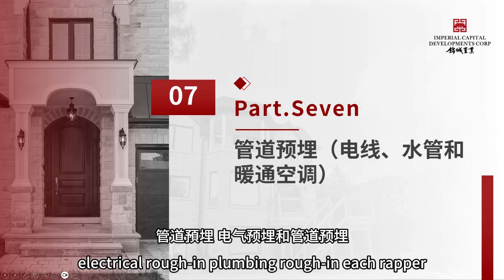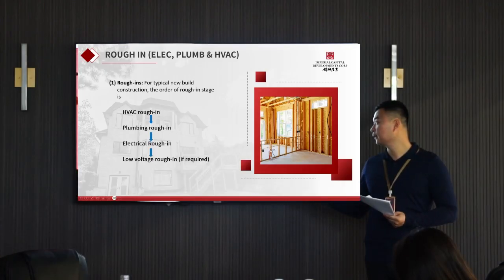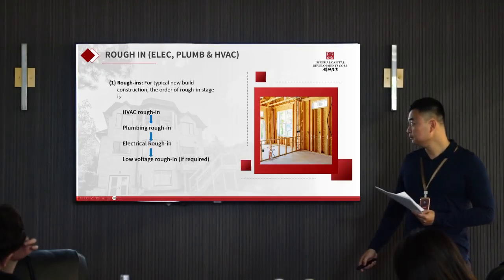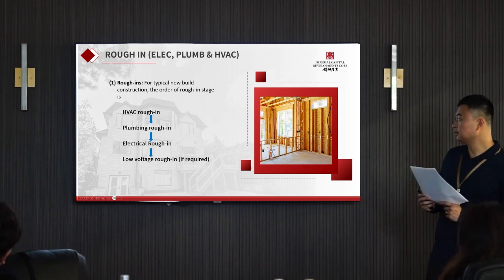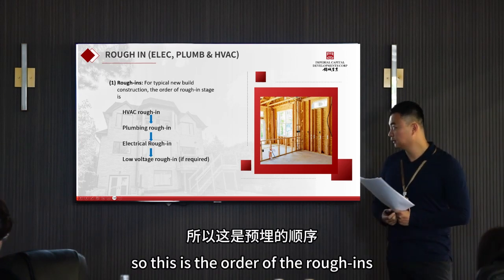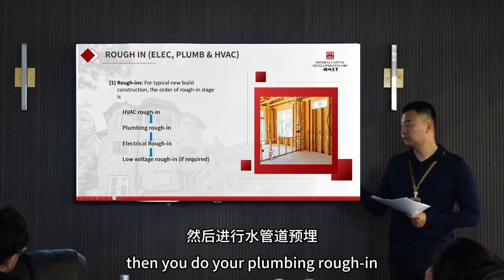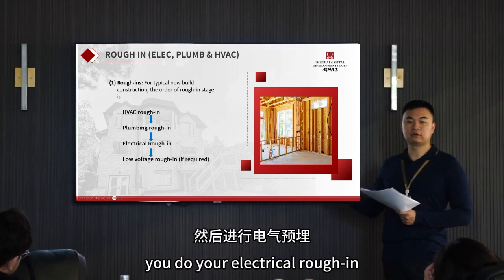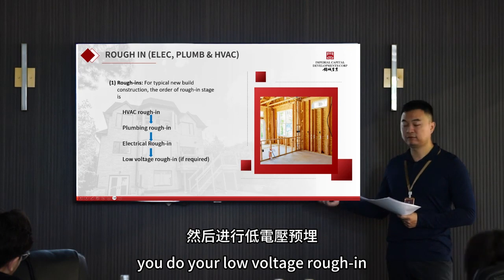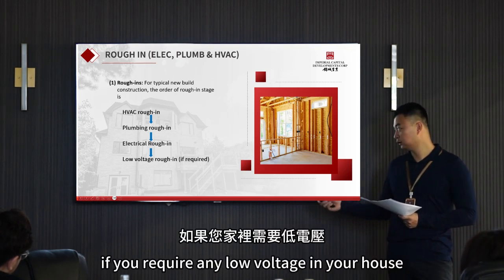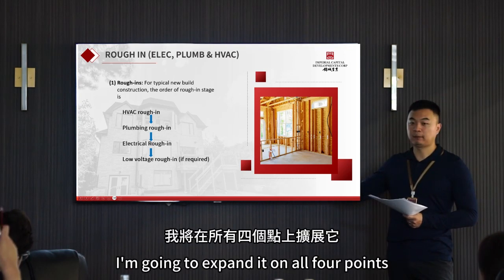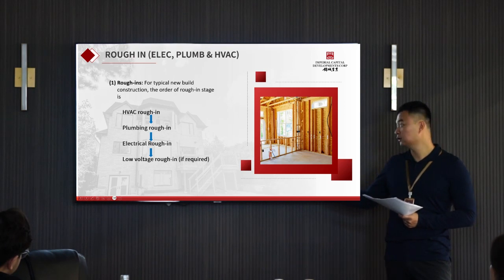Electrical roughing, plumbing roughing, HVAC roughing. So this is the order of the roughings. You do your HVAC roughing first, then you do your plumbing roughing, you do your electrical roughing, you do your low voltage roughing if you require any low voltage in your house. I'm going to expand on all 4 points in the following slides.